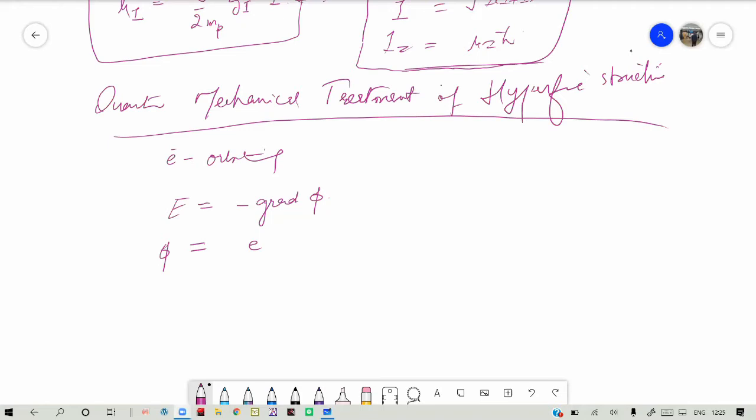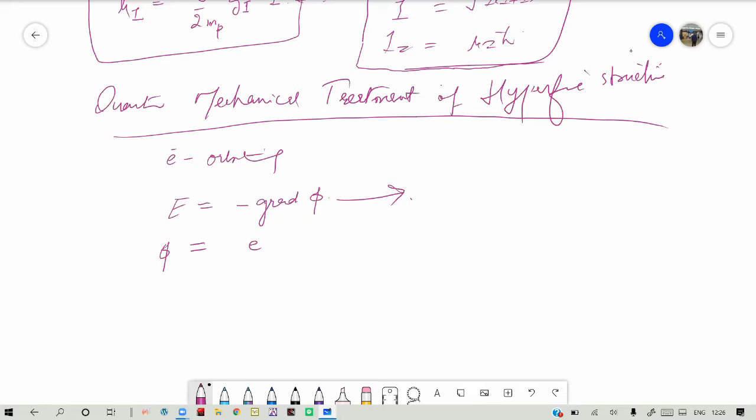We treated that there is an orbital motion of the electron and there is a spin angular momentum of the nucleus. Due to this orbital motion of the electron, which is a charged particle, there will be an electric field experienced by the nucleus. That electric field will be given by E is equal to minus grad phi, where phi is a potential due to the electronic charge at a distance r from the electron, that means at the nucleus.